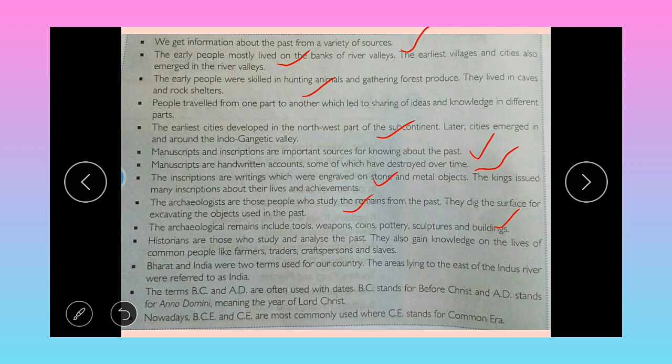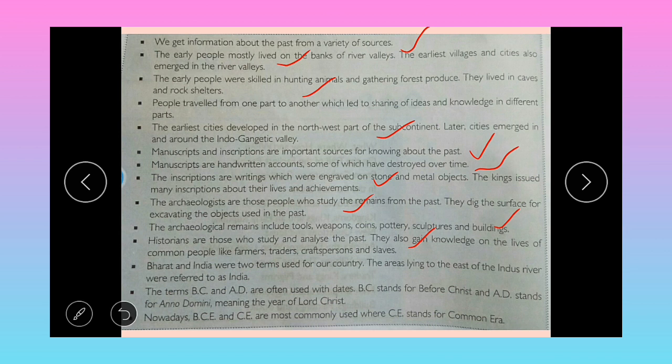Historians are those who study and analyze the past. They also gain knowledge on the lives of common people like farmers, traders, craftspersons, and slaves. The people are getting information about all the groups. Not focusing on only one group, by getting information about all groups, they get information about what kind of life people had in the past.